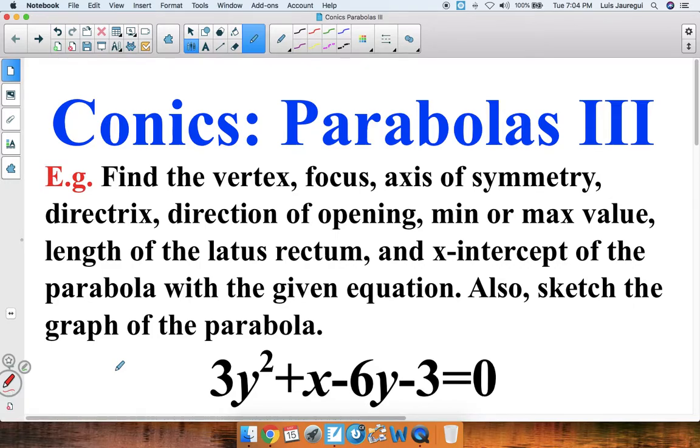Welcome to Conics Parabolas Part 3. Let's take a look at our example.